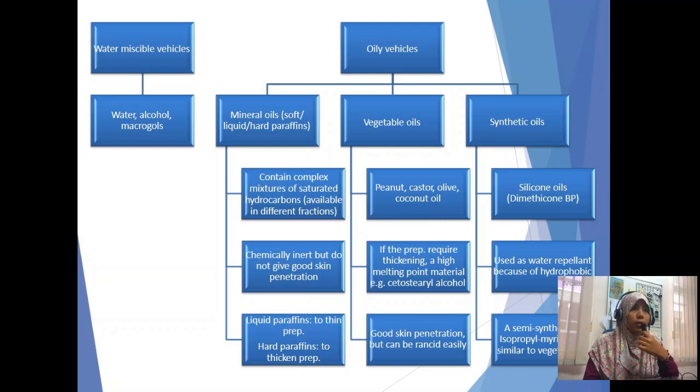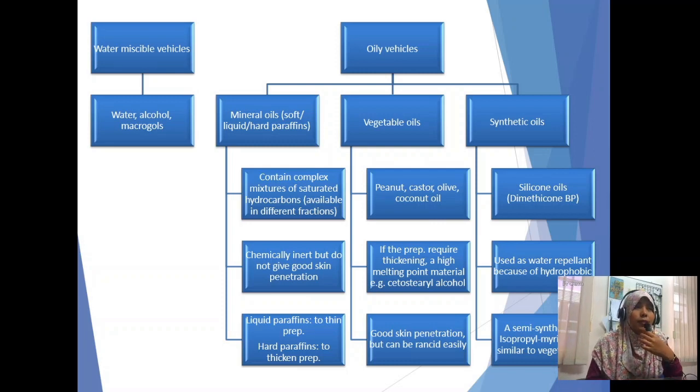The first one is water miscible and the second one is oily vehicle. Examples of water miscible ones are water, alcohol, and also macrogols. For the oily or oleaginous vehicles, we have three types: mineral oil, vegetable oils, and synthetic oil. What are the differences between these three? The mineral oil and vegetable oil are natural, and the synthetic oil is, of course, synthetic.